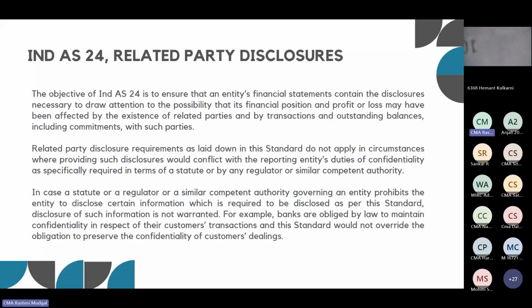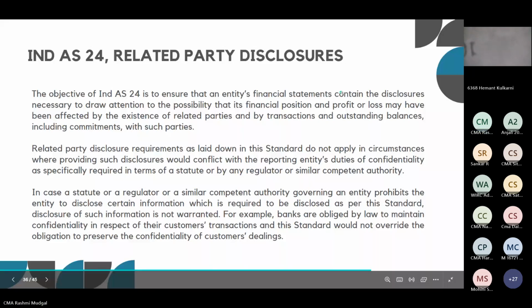The objective of Ind AS 24 is to ensure that an entity's financial statements contain the disclosures necessary to draw attention to the possibility that its financial position and profit and loss may have been affected by the existence of related party transactions, by transactions and outstanding balances also, including commitments. So if I have paid some extra money to any related party, or I have done some sale or purchase with a related party, I have to report it in my financial statements. It is mandatory, even in the cost audit also.